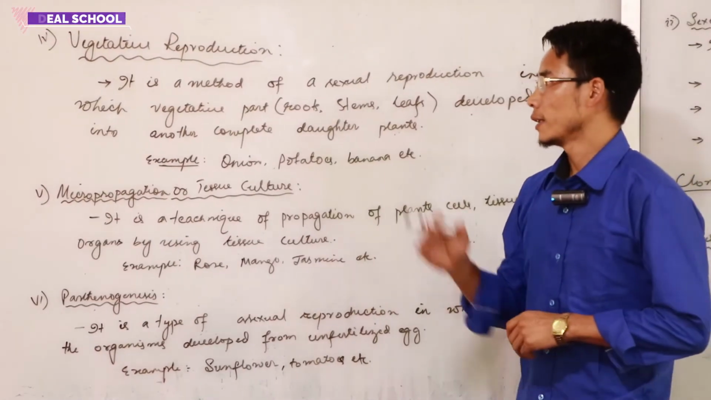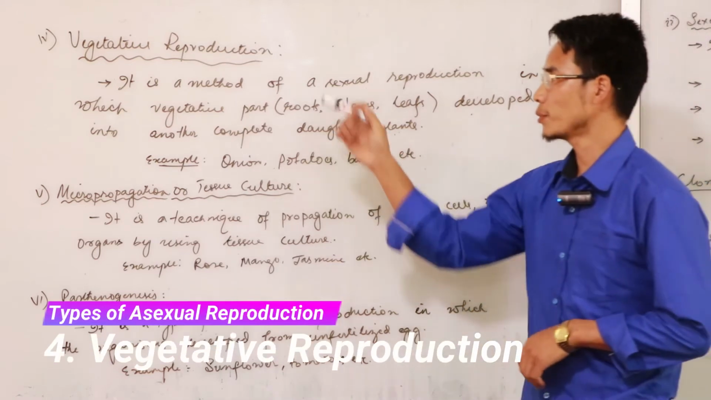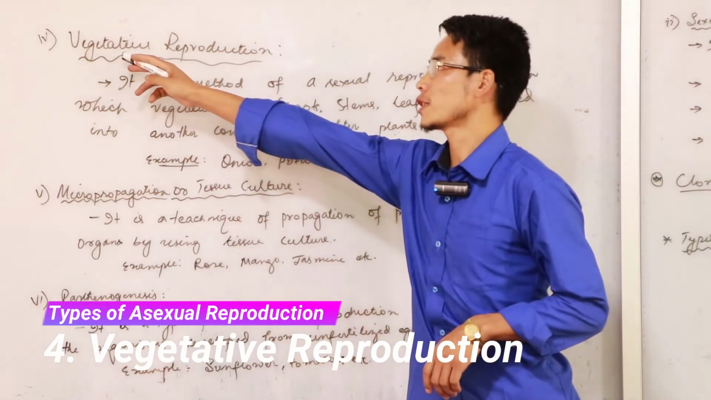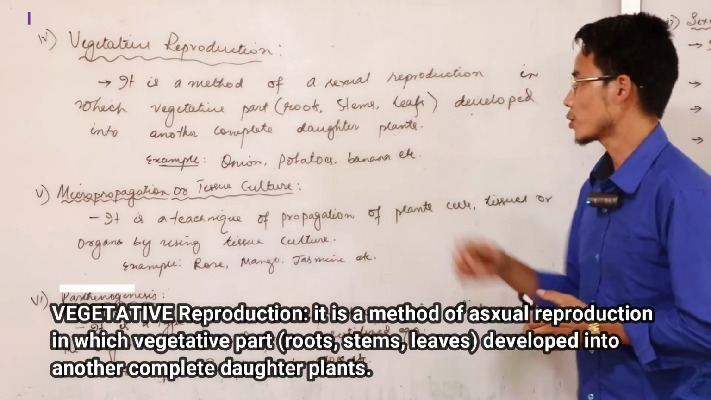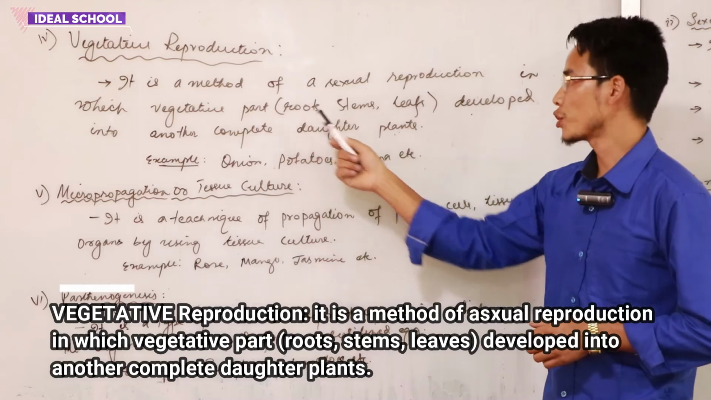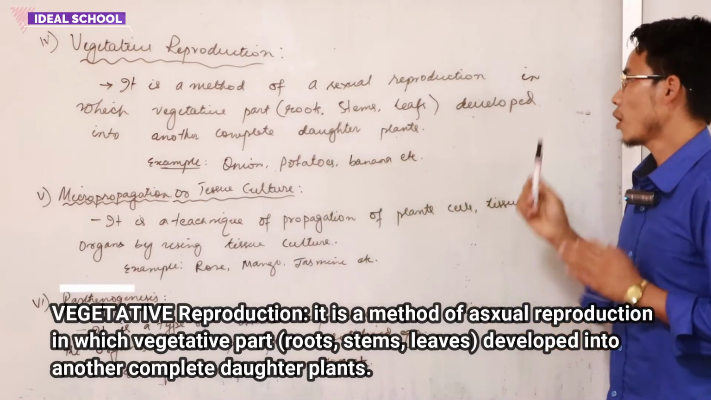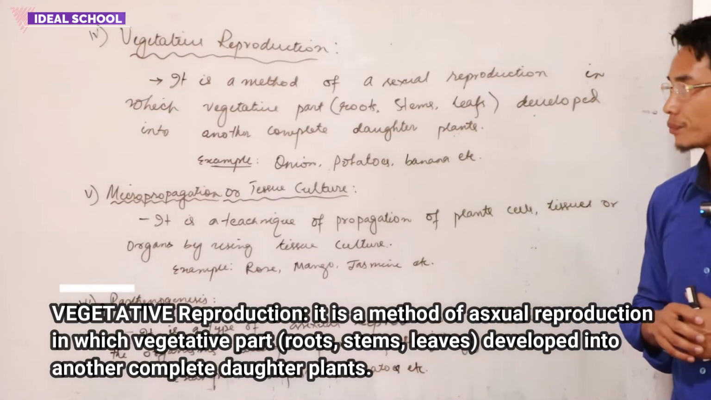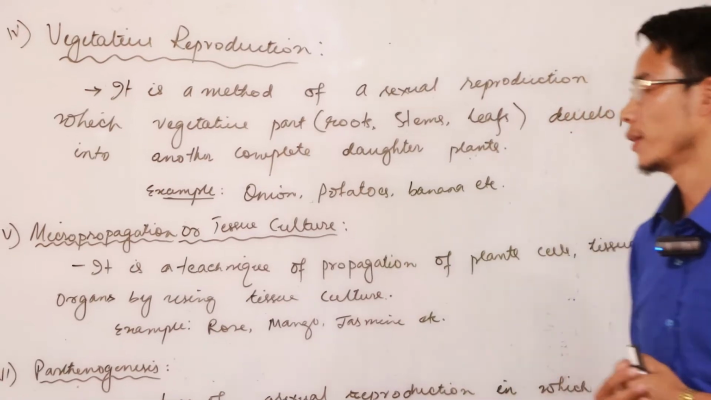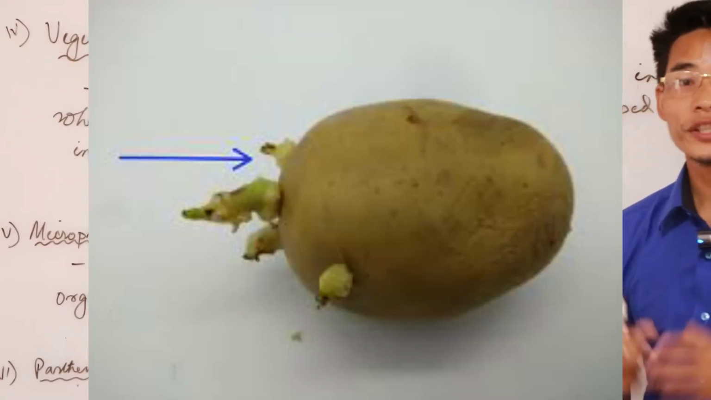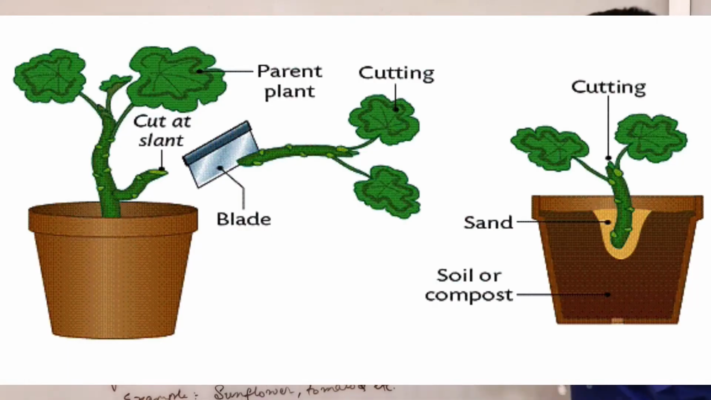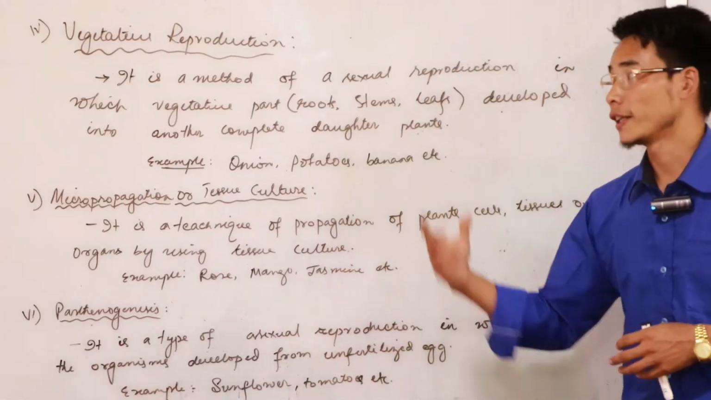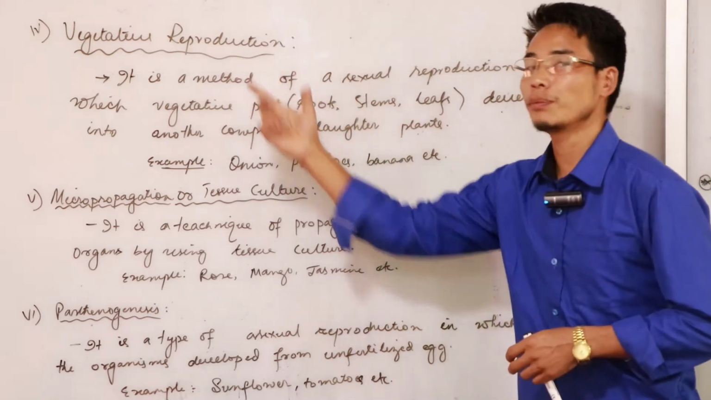Okay, now we will discuss the types of asexual reproduction. There is vegetative reproduction. When you hear vegetative, it is very similar to vegetables. It is a method of asexual reproduction in which a vegetative part like root, stem, or leaf develops into another complete plant. This means that parts of the plant which can be eaten, like root, stems and leaf, can be used to produce or develop a new individual. That type of asexual reproduction is called vegetative reproduction.